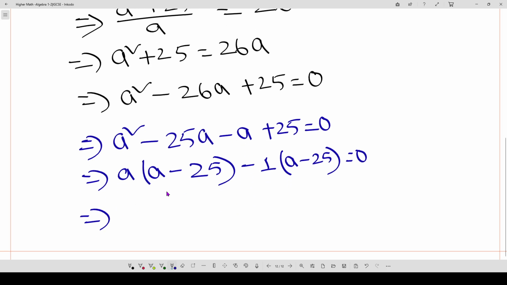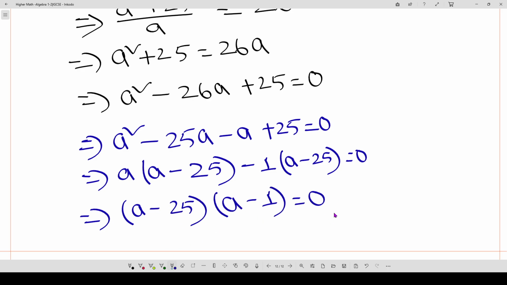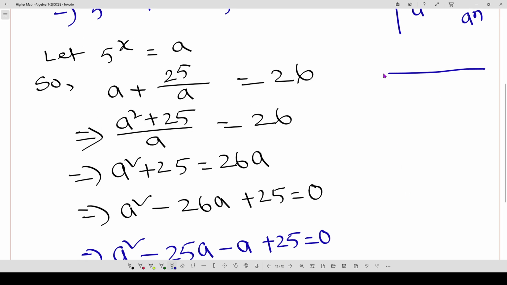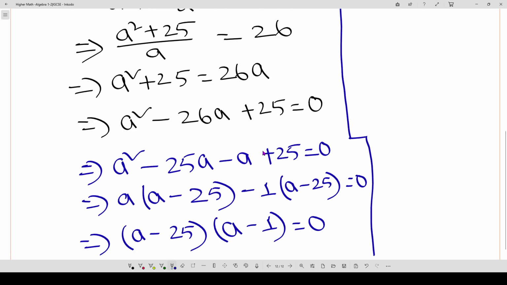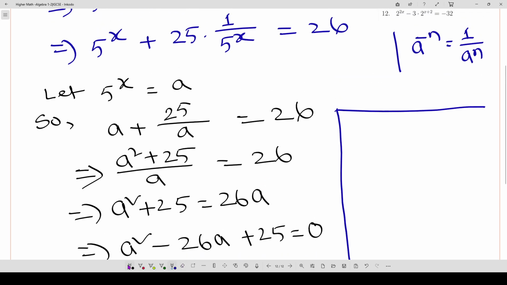Now look, we can take common a minus 25, and here is a minus 1, equals 0, right? So in here we can do something. First, a minus 25 equals 0. So either a minus 25 equals 0. So we can add both sides by 25. So a equals 25.